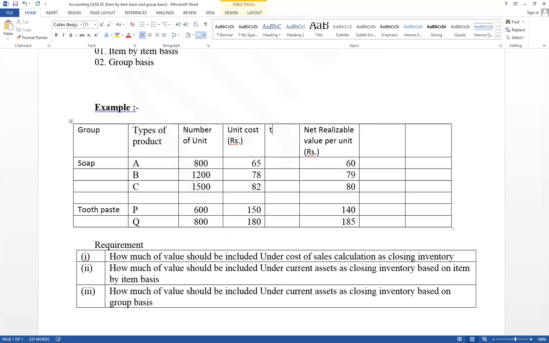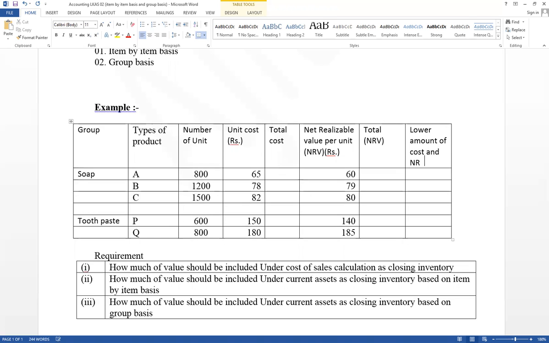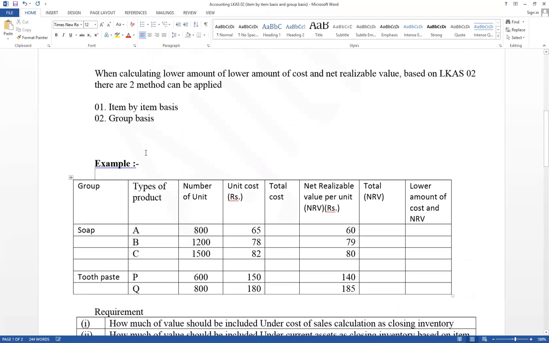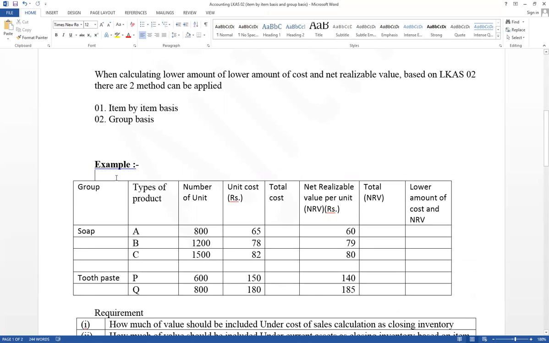Therefore, here total cost. Here total net realizable value, NRV, equals net realizable value. Therefore, here you have to calculate total net realizable value, total NRV. Short form NRV, that is net realizable value. Quantity is also given. Here, lower amounts of cost and NRV, net realizable value. Item by item basis.